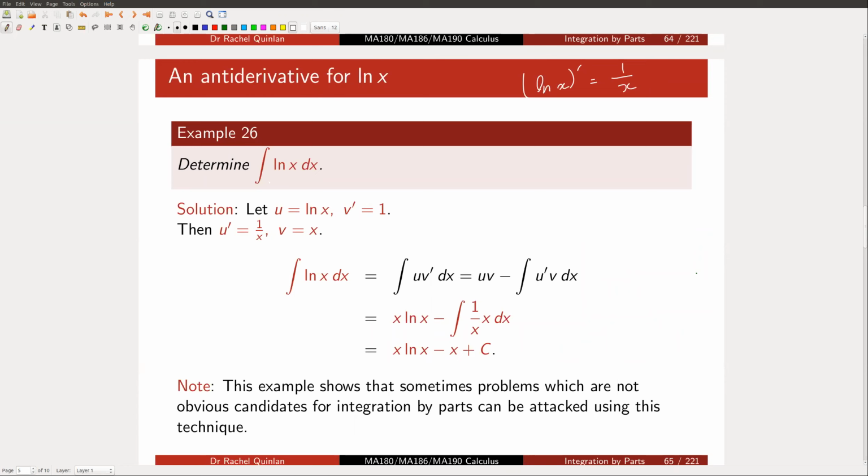So if you were presented with this problem, determine an antiderivative for log x, how could you go about it? There's no substitution that you could try because there's only one thing in the expression. It doesn't really look like a candidate for integration by parts either because it's not a product. The integration by parts technique applies to things like the integral of u v dash, and it says that the integral of u v dash is u v minus the integral of u dash v. It doesn't really look like a candidate for that either. But we can always write it as 1 times log x, and think of it that way, as a product.